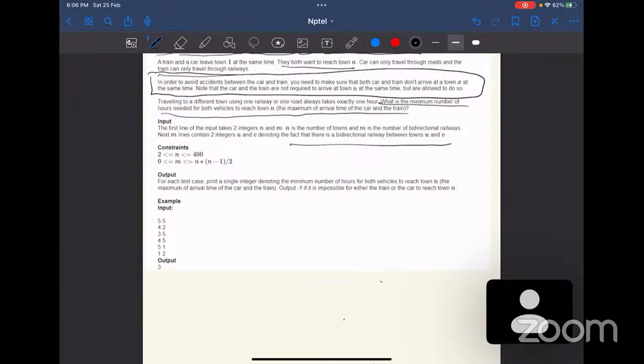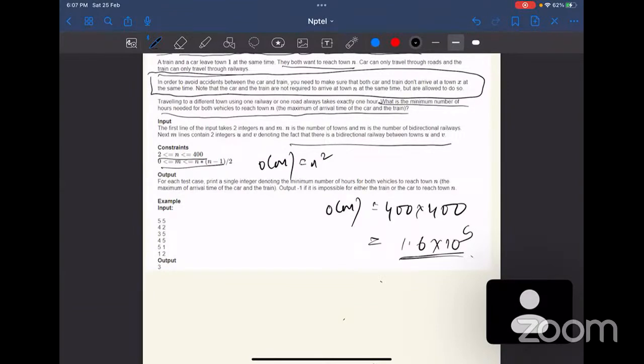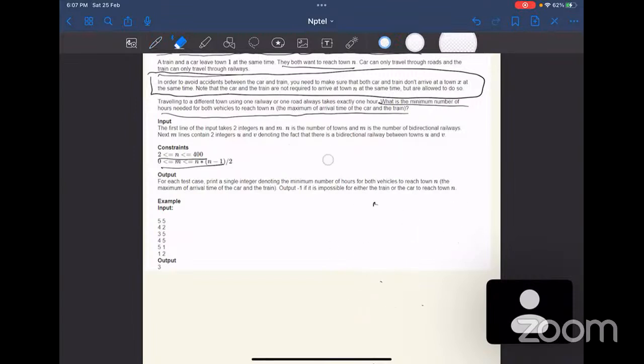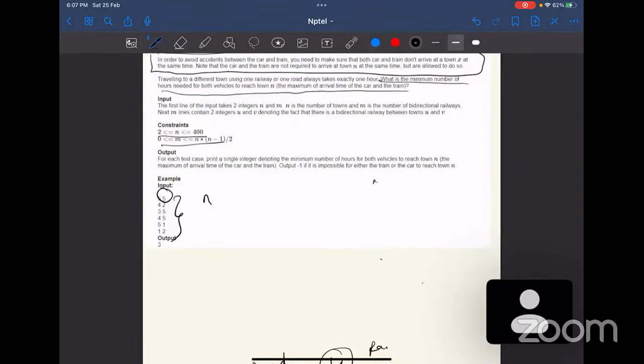Okay, n is from 2 to 400, and the order of m is n square, so the order of m is 400 times 400, which makes it 1.6 times 10 to the power 5. So you can obviously apply BFS and DFS because it takes order V plus E. That is under the time limit, so you can do that. Now if we see the test case, we have n equal to 5 and m equal to 5. So we have towns 1, 2, 3, 4, and 5.